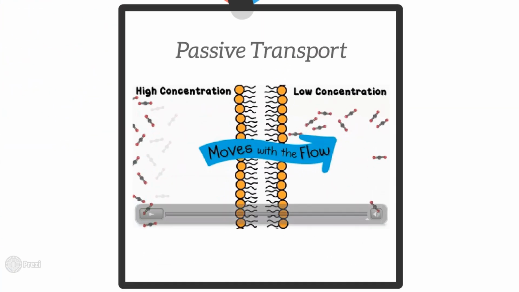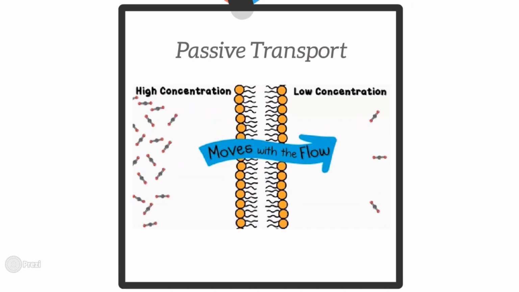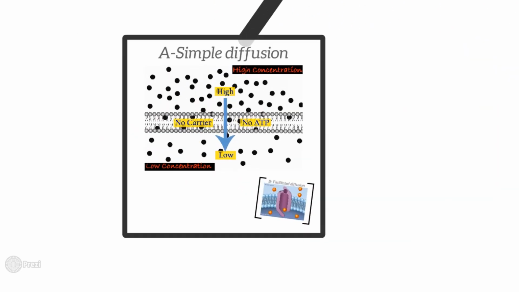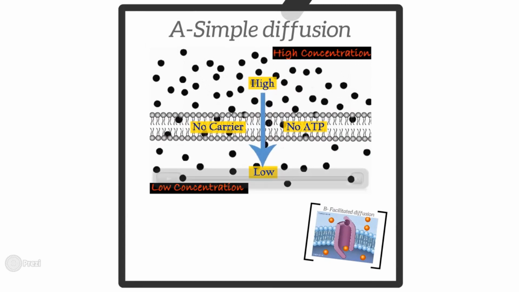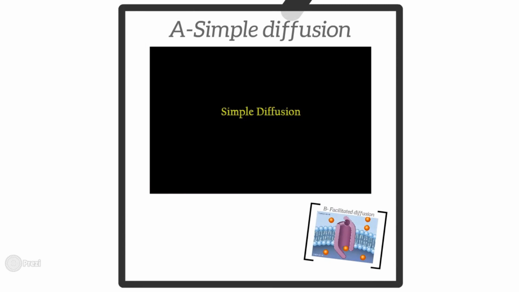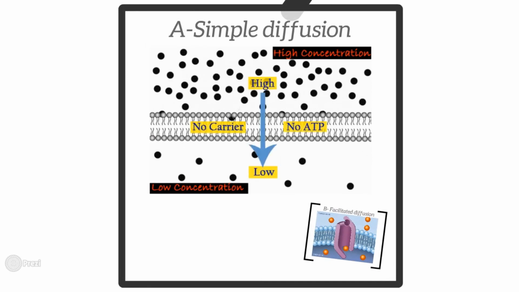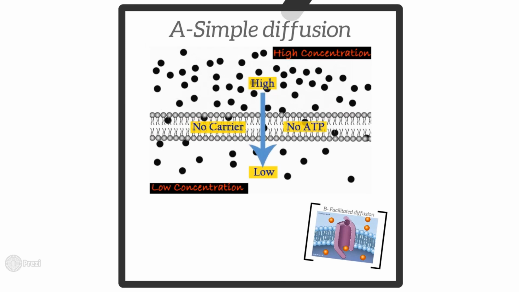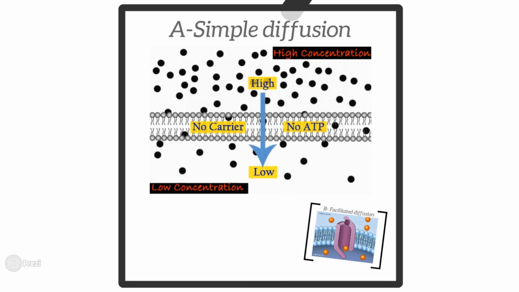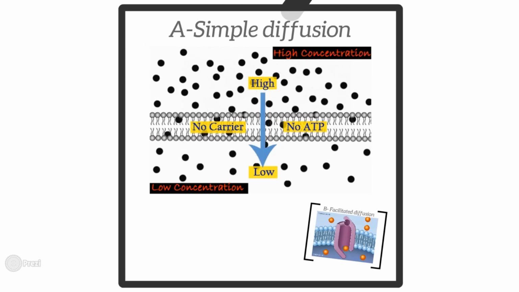Passive transport. It is the transport of molecules across the cell membrane according to concentration gradients, from high concentration to low concentration, until equilibrium is achieved. Simple diffusion. It is a type of passive transport in which molecules move from high concentration to low concentration. It doesn't need a source of energy or need a carrier.